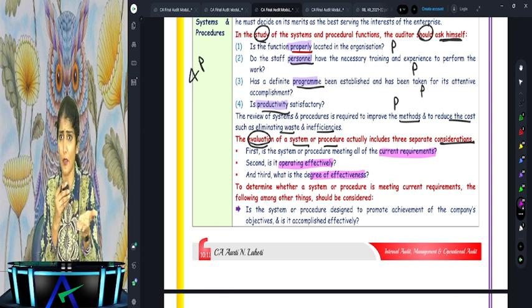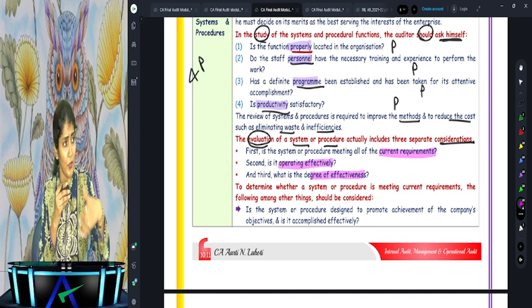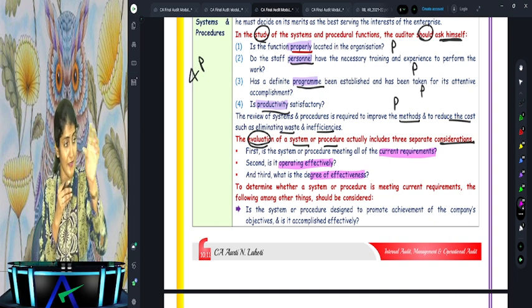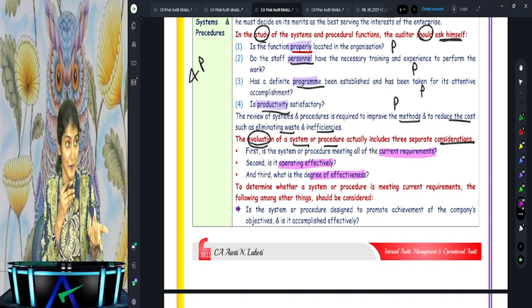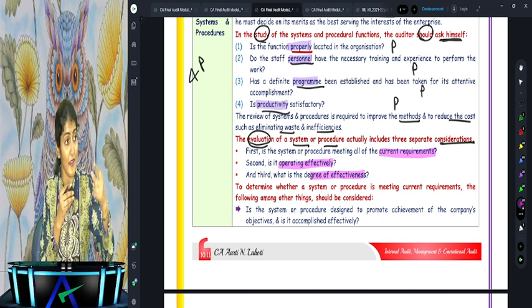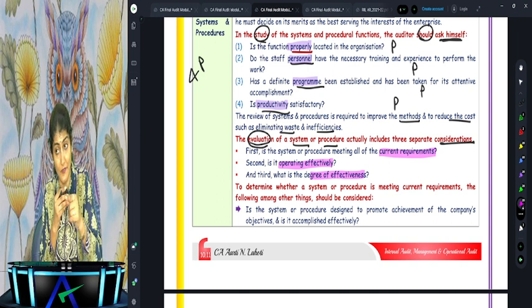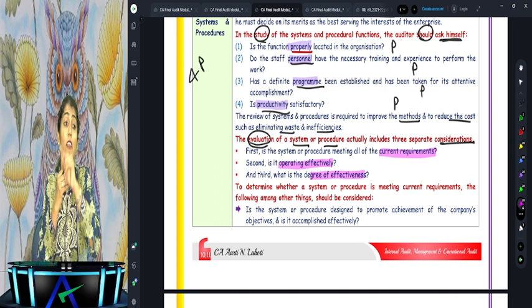Or any particular apps which you have on your phone? Do you get WhatsApp updates? Does the app get updated? Yes. Why? Because it's meeting the current requirement. So you have to keep on checking, is it meeting the current requirement? Then whether it is operating effectively, and what is the degree of the effectiveness?